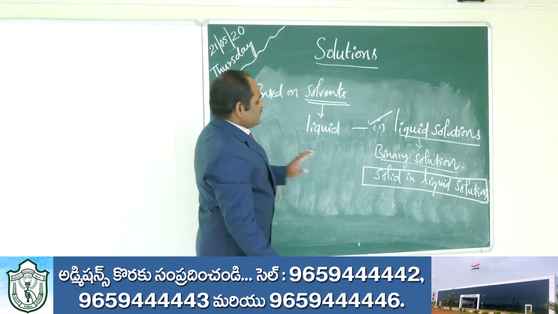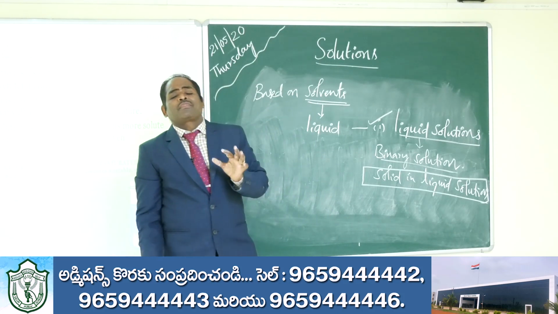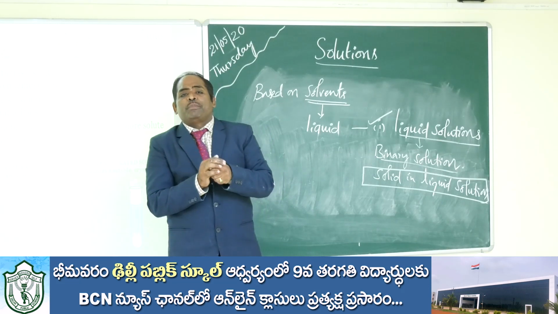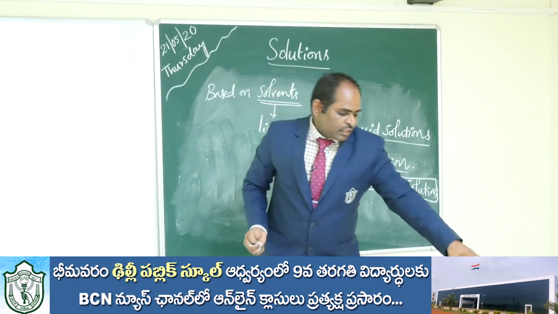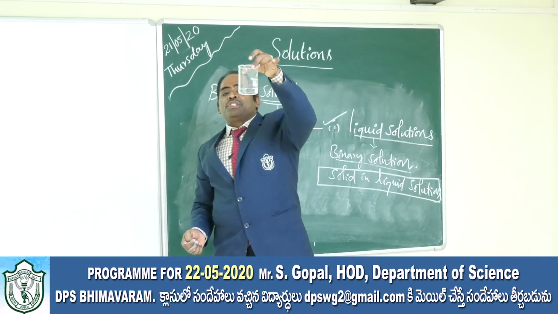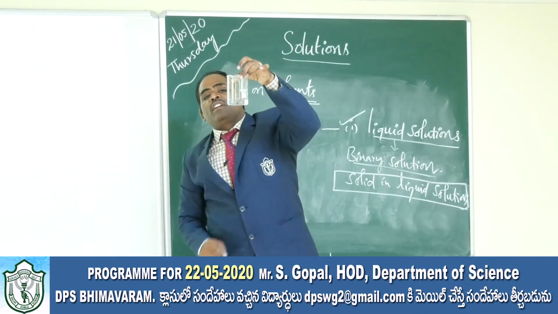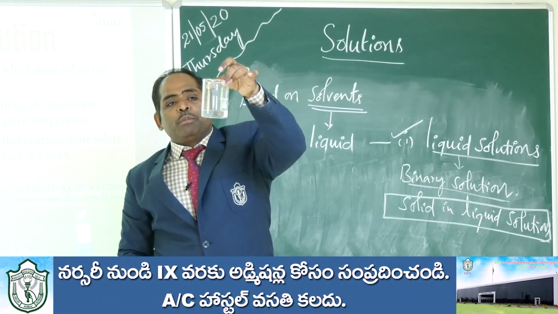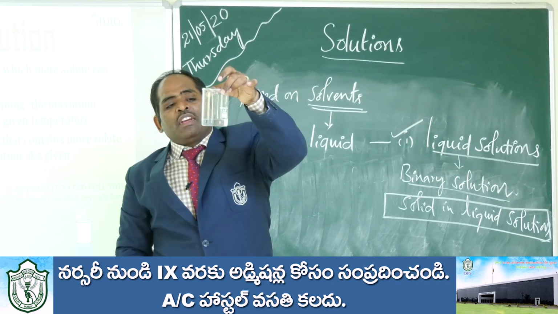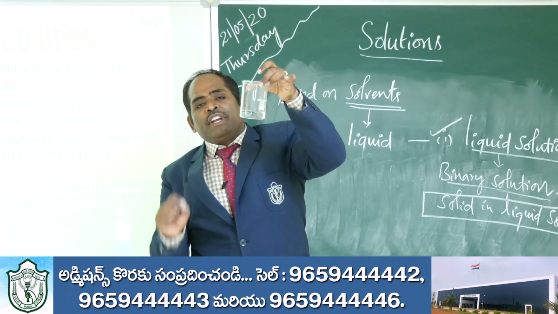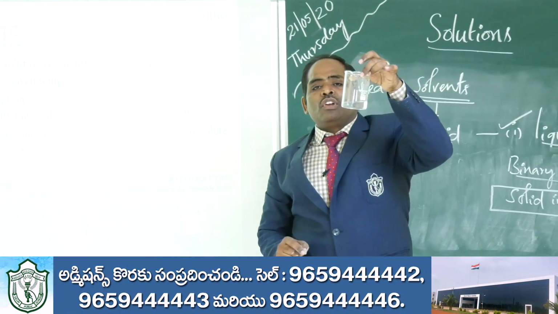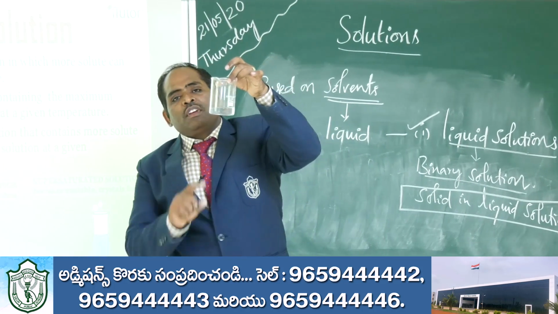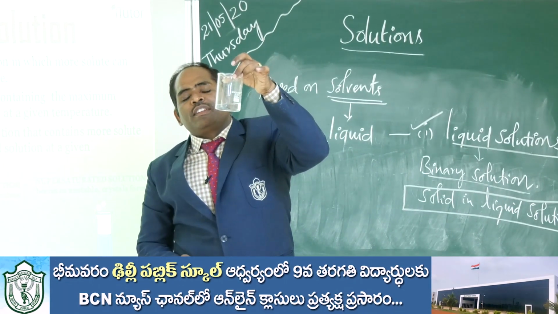See children, no doubt, if you mix solid in liquid you will get a homogeneous mixture. That's what I have shown you before. This is a binary solution. We have taken salt and water. That is a homogeneous mixture. In this binary solution, the solid is the solute and water is the solvent.